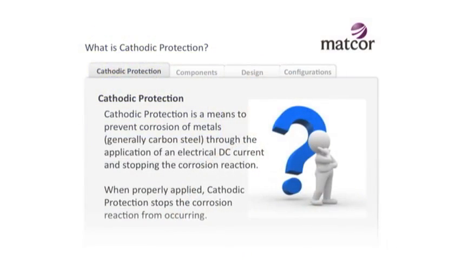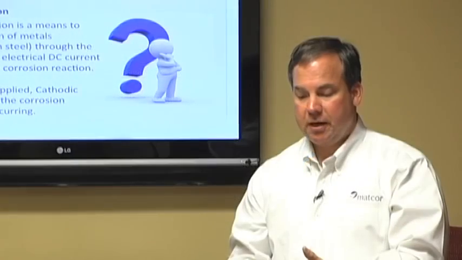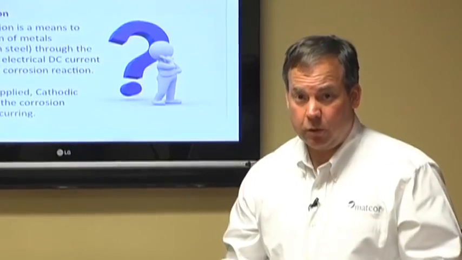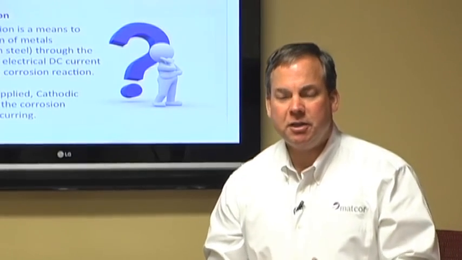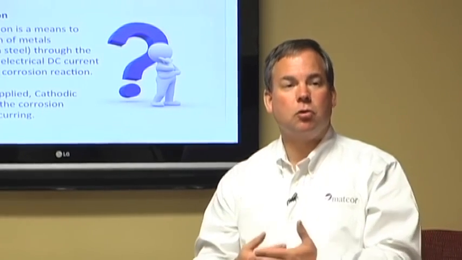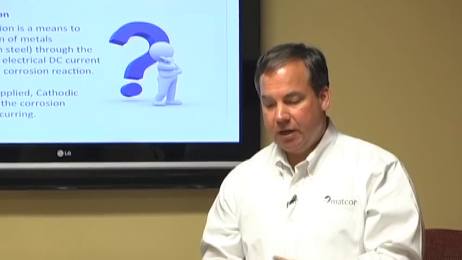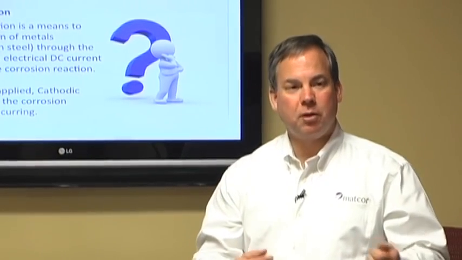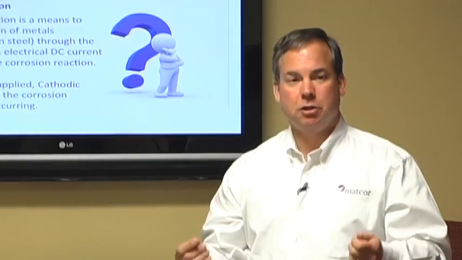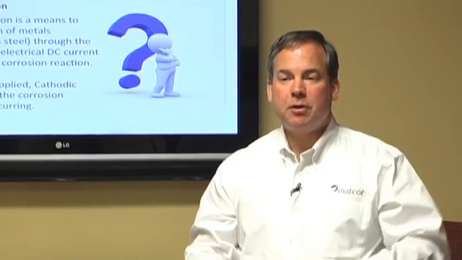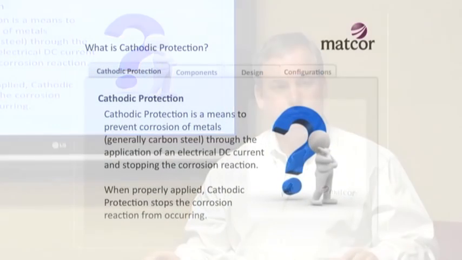And I want to start just by saying, what is cathodic protection? For the next 60 minutes or so, we're going to be talking about what cathodic protection is and how it works. And quite simply, the definition of cathodic protection is it's a means to prevent corrosion of metals. Okay? It's not the only means to prevent corrosion, but it's a means to prevent corrosion of metals by using electrical current. Okay? And if we can use electrical DC current properly applied, it will stop the corrosion reaction completely. So if cathodic protection is done correctly, it will completely stop corrosion.